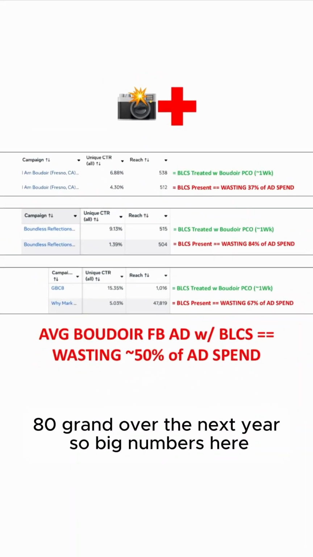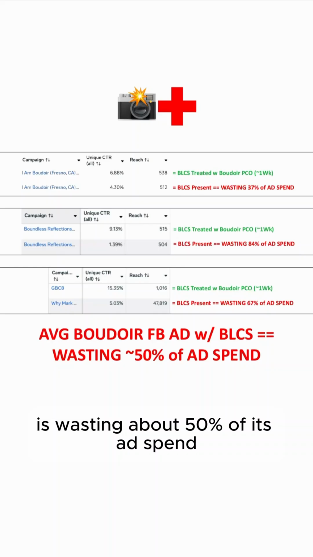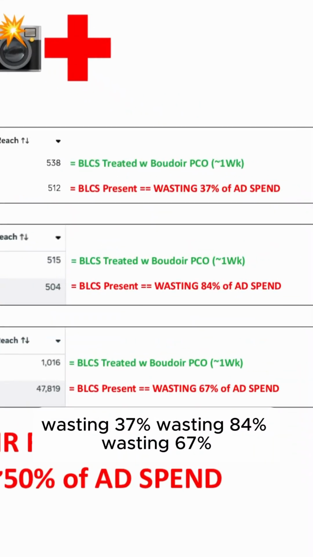So big numbers here. Now the average Boudoir Facebook ad with BLCS is wasting about 50% of its ad spend. I mean, look at the numbers right here. Wasting 37%, wasting 84%, wasting 67%.